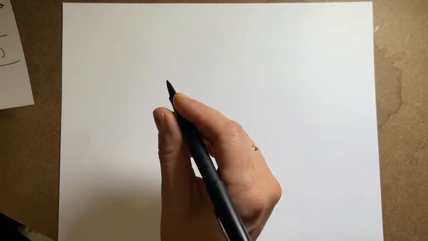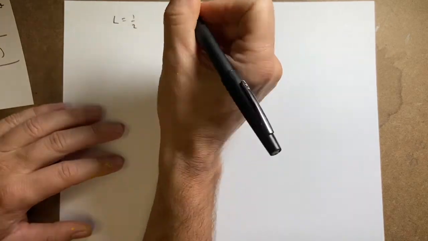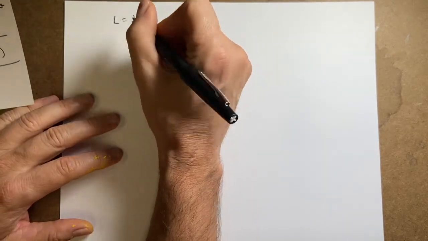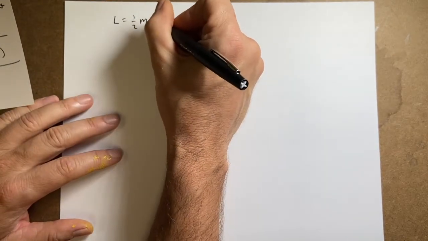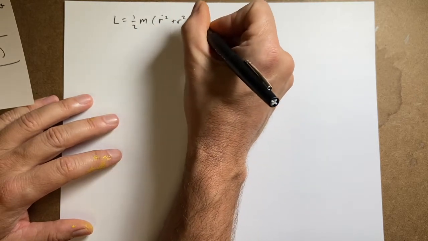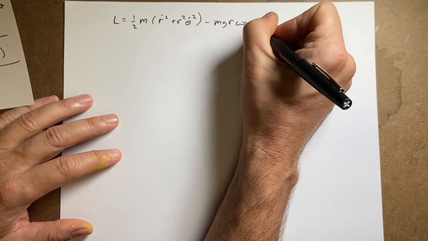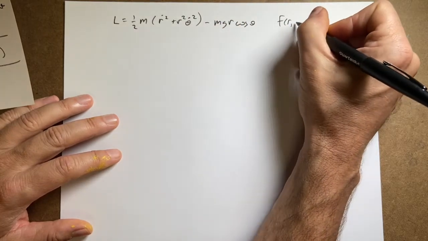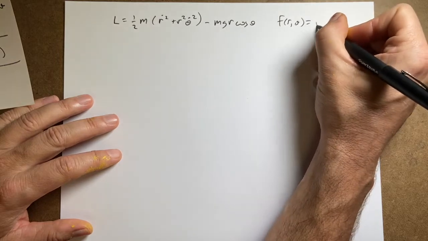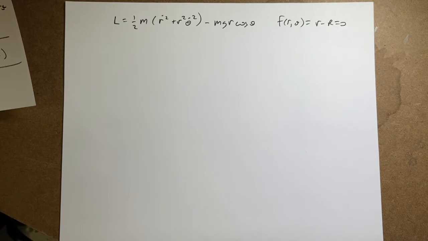Okay, well here's L. 1/2. I put it there because I'm like, I'm gonna make a mistake. I made this mistake a bunch of times, but I'm just recopying this. R dot squared plus r squared theta dot squared minus m g r cosine theta. f of r, theta equals r minus R equals 0.